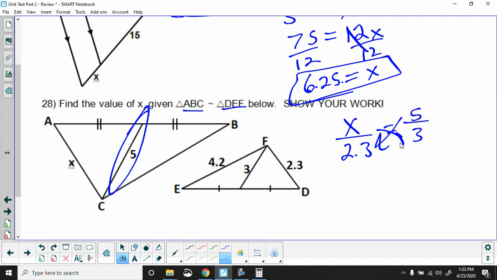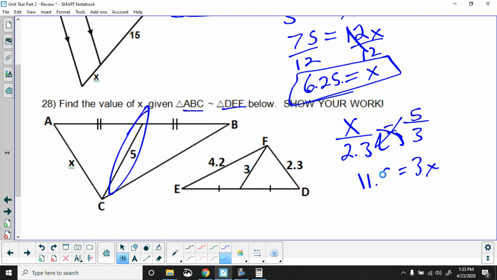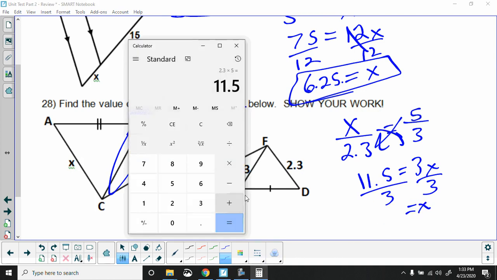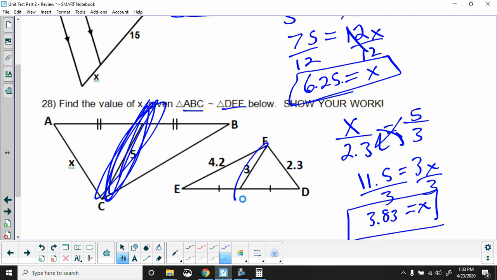So x and 3 would be 3x. 5 times 2.3. 2.3 times 5 is 11.5 divided by 3. Let's divide by 3. I'm just going to do 3.83. Skadoosh. Yeah. This is a median. I don't know why I said mid-segment.